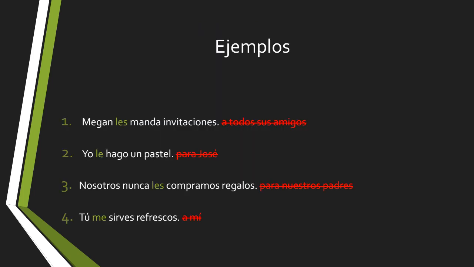All right, so here you can see that I have the sentences that we used when we were finding our indirect objects, and I have rewritten them, but I took out the indirect objects and I replaced them with an indirect object pronoun. So that first sentence read, Megan manda invitaciones a todos sus amigos, but I took off a todos sus amigos. I got rid of my indirect object and I replaced it with the indirect object pronoun les, and I shortened my sentence to Megan les manda invitaciones, period, which then is Megan sends them invitations.